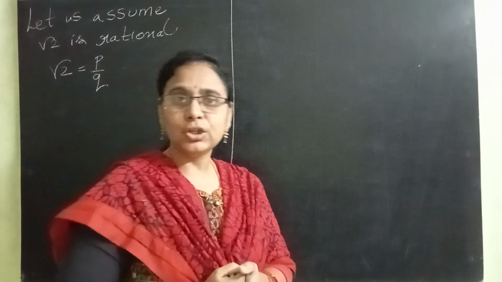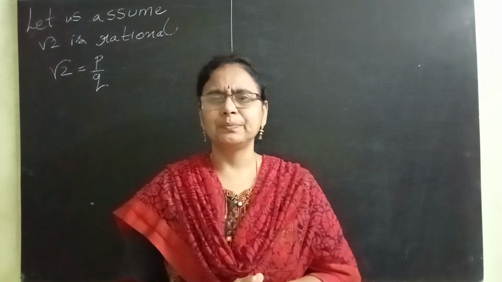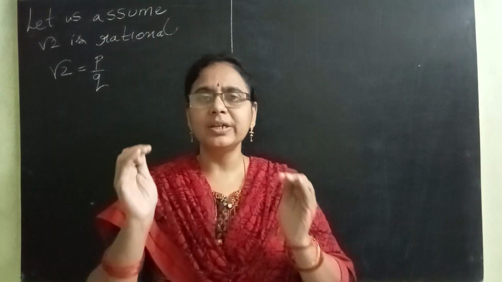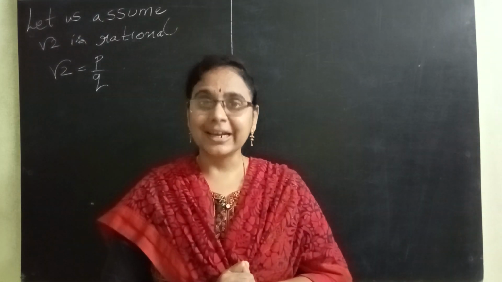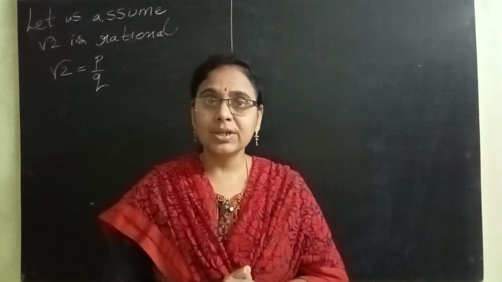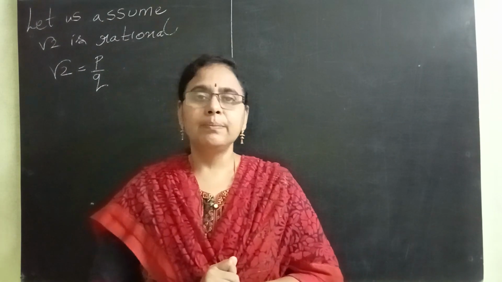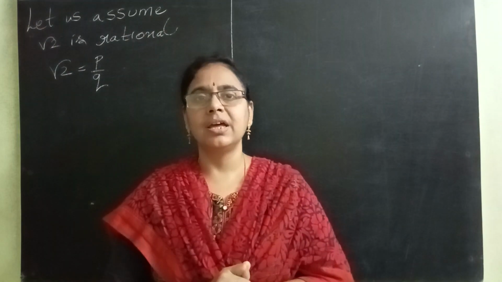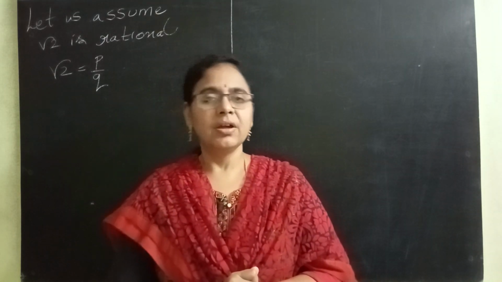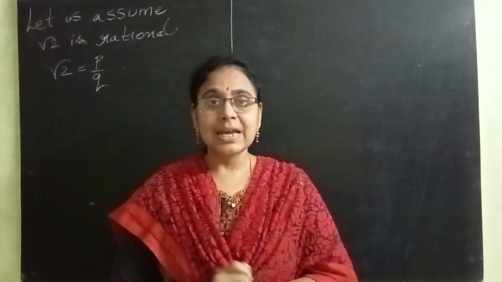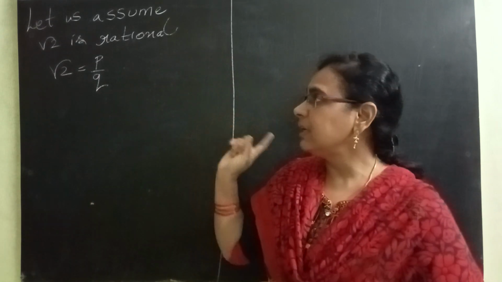Can we take p by q only? No, you can take a by b, some x by y, some other thing. It is in the form of numerator by denominator. Already in the previous class I explained what rational numbers are. A rational number is in the form of p by q where p, q belong to integers and q, the denominator, is not equal to 0.